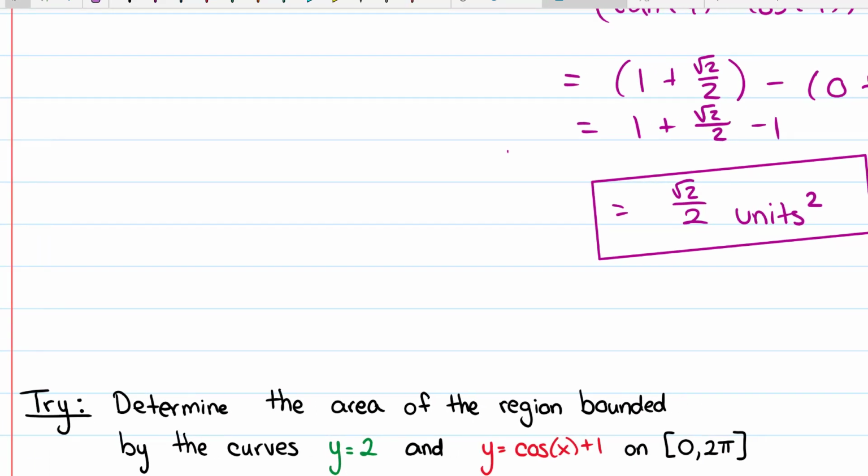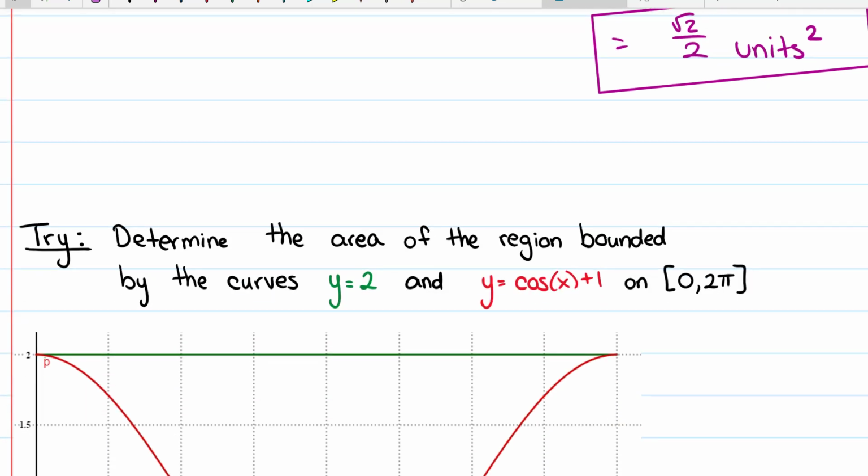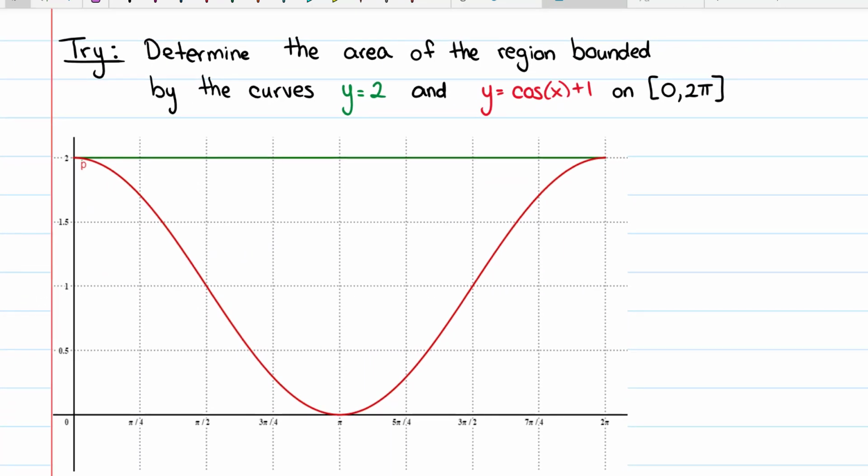So now on your own, I want you to try to determine the area of the region bounded by the curves y equals 2 and y equals cosine x plus 1 on the interval 0 to 2 pi. So I highly recommend you graph this, and I'll show you the graph before you pause the video, but you're able to do this on your graphing calculator. Alright, let's see what we get.